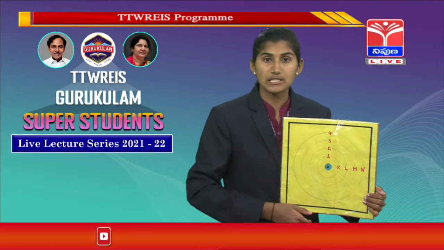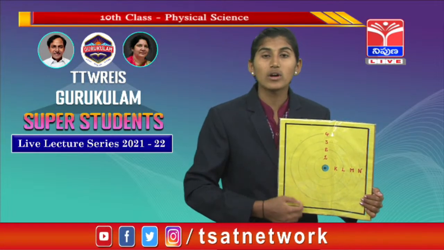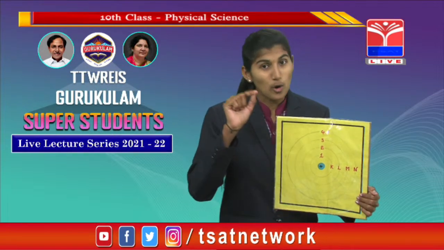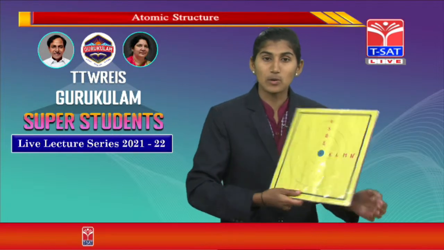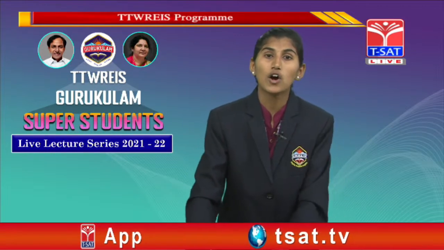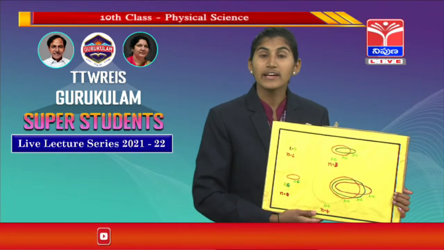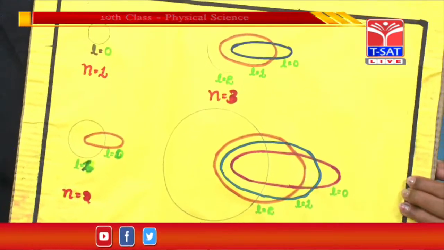So this principal quantum number was proposed by Niels Bohr, and the principal quantum number is denoted with small n. This is the principal quantum number. Next, the angular momentum quantum number, or the azimuthal quantum number. This azimuthal quantum number comes from the Bohr-Sommerfeld atomic model.